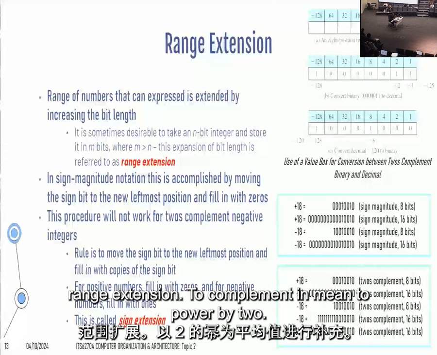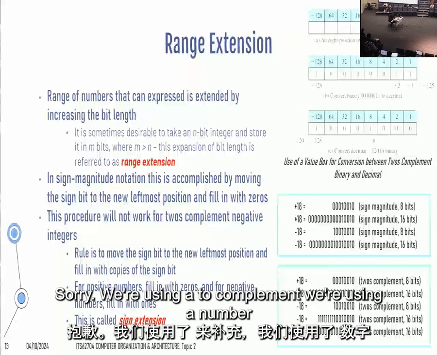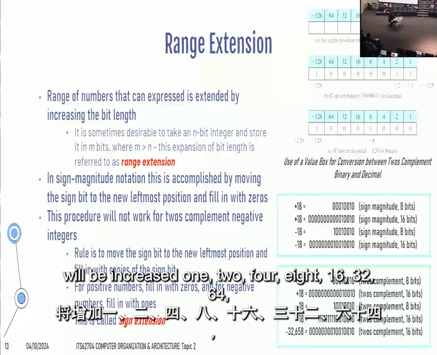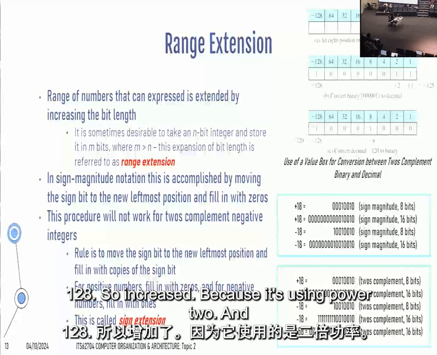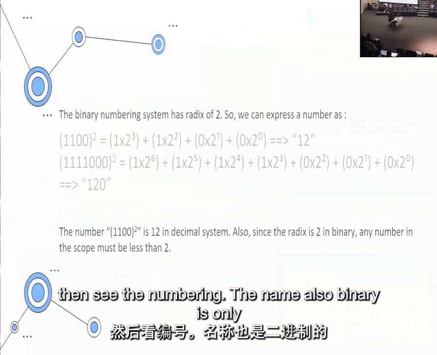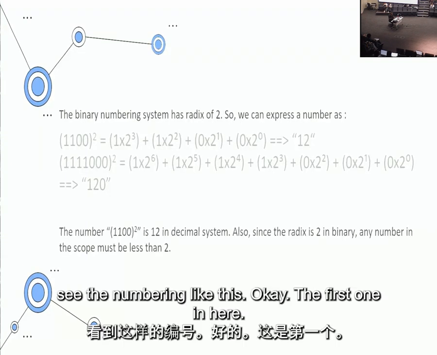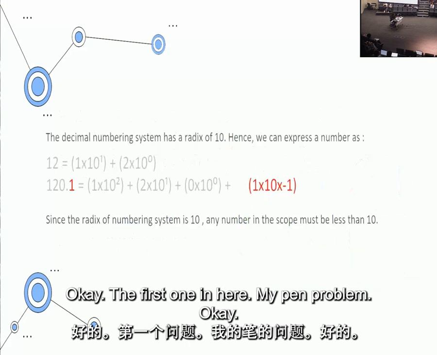So we talk about range extension. 2's complement means power of 2. Sorry, we're using 2's complement, we're using the number 2 for the calculations. For range extension, it will increase 1, 2, 4, 8, 16, 32, 64, 1 to 8. So it increases because it's using power of 2. And then see the numbering. The binary is 11000001. You're going to see numbering like this. The first one in here.